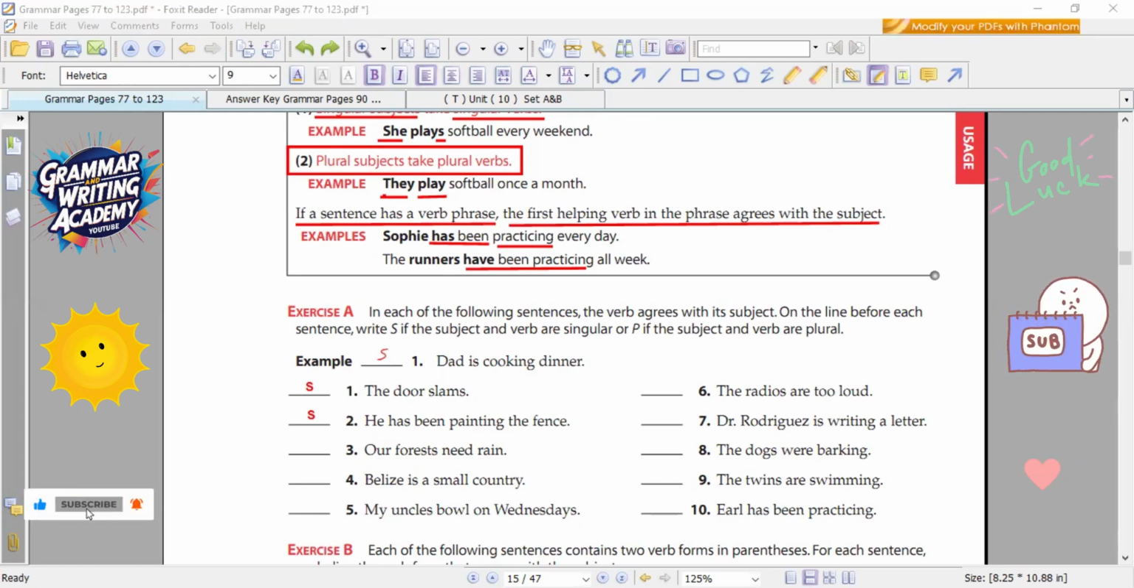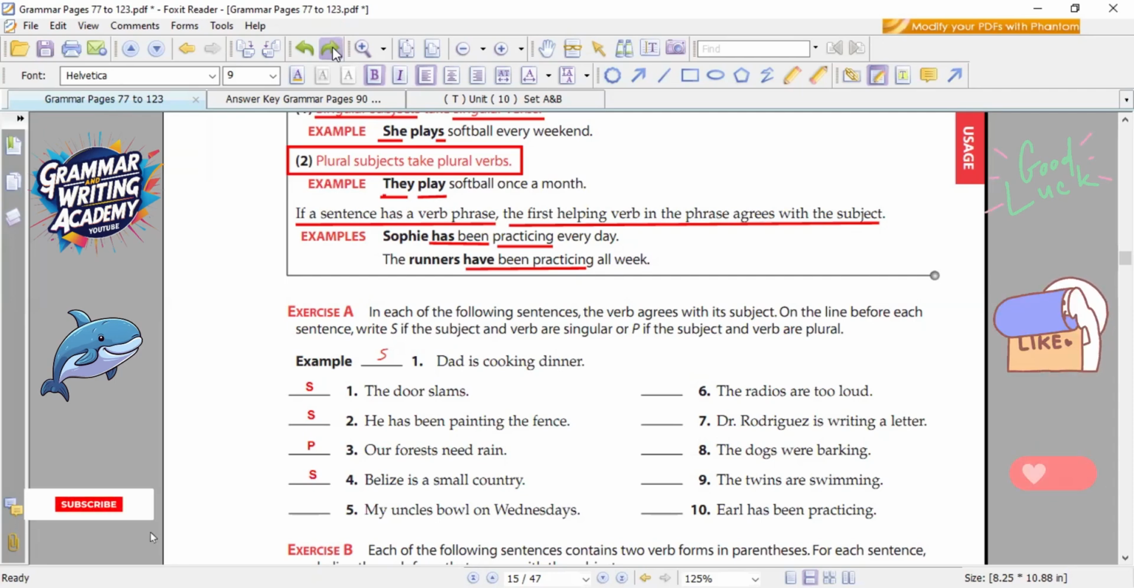Ethan, then Jalal. Yes, mister. Number 3. Our forests need rain. It's plural. Why? What is the subject here, please? Forests. Good. And what is the verb? Need. Need, exactly. And it's a verb in the infinitive form, in the original form. That's good. Number 4. Belize is a small country. It's singular, because we are talking about only one country and we have only one verb. What is the verb for this sentence, please? Is. Thank you so much here, Ethan.